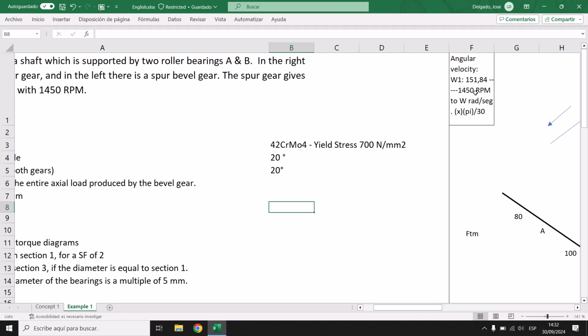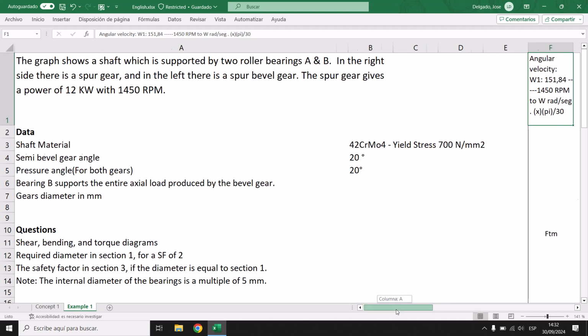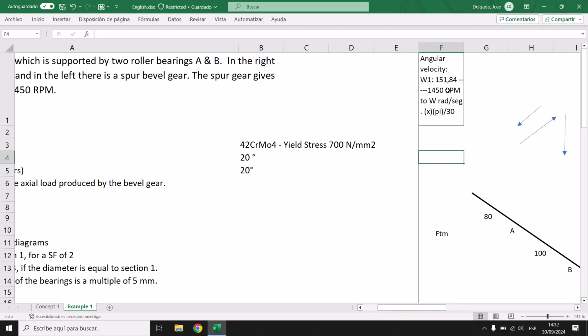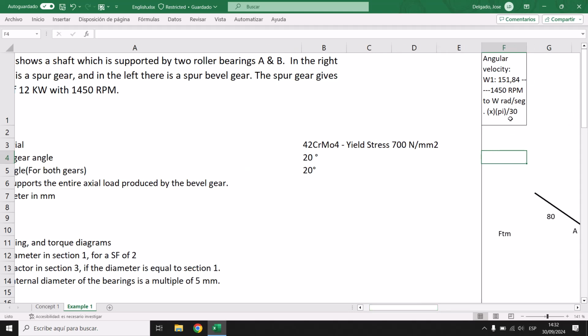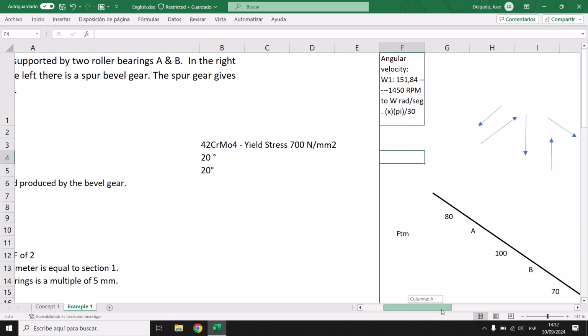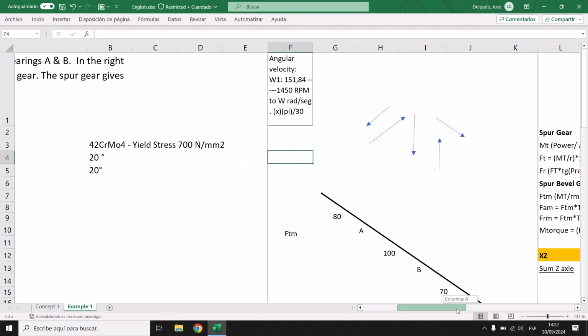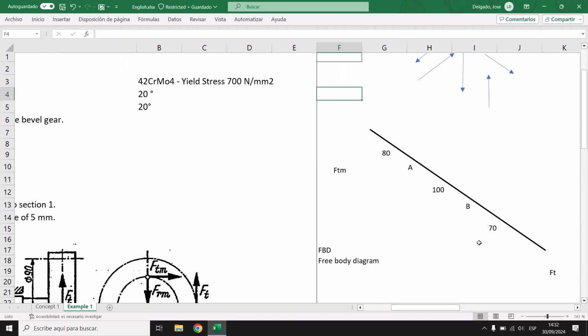Okay. Step by step. The priority here is the shaft. Our angular velocity is in RPM, as you can see, so we need it in radians per second. So just multiply by pi and divide by 30. So it's 1450 multiplied by pi and divided by 30. Okay. So now, step by step.